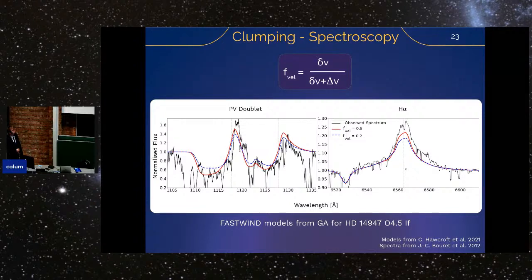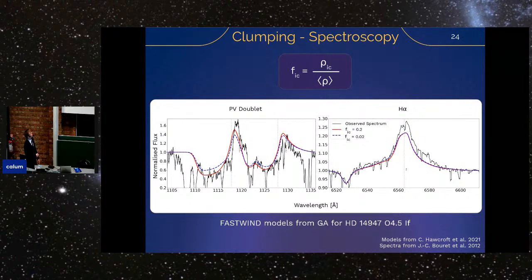As I said, the absorption becomes less strong if you have less velocity filling. So you can then also use that to figure out what's the ratio of mass loss rate, velocity filling, and clumping that are required to match the velocity profiles. And then you also know accurately what the mass loss rate is. And the interclump density has actually a similar effect to the velocity filling factor. But it's just maybe a little bit less strong so it's harder to diagnose with what we have currently.